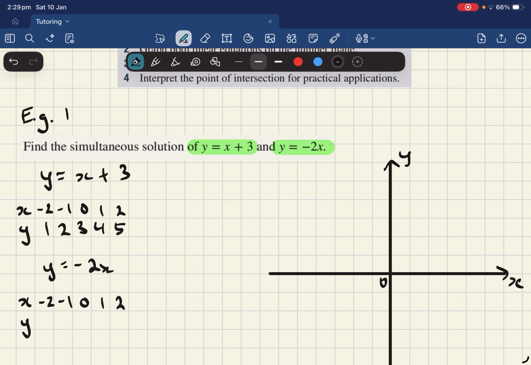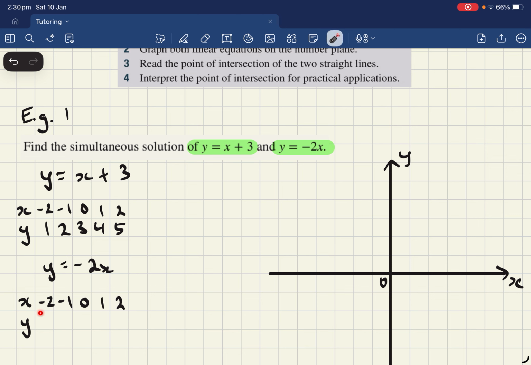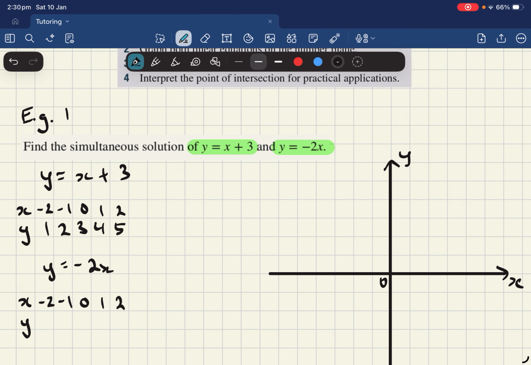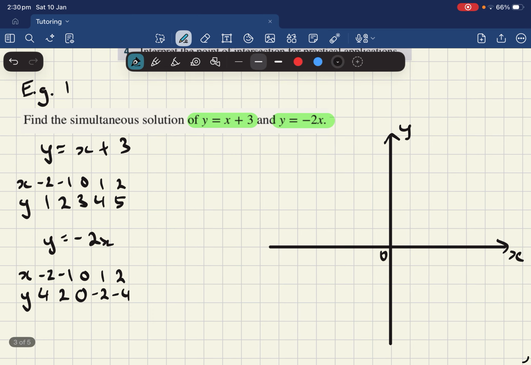So next one, we're going to do a similar thing. So y equals negative 2x. We are going to just substitute these various different x values into here. So we have minus 2 times minus 2, that gives us positive 4. Minus 2 times minus 1 gives us positive 2. Minus 2 times 0 gives us 0. Minus 2 times 1 gives us minus 2. And minus 2 times 2 gives us minus 4. So all we have to do now is graph them.